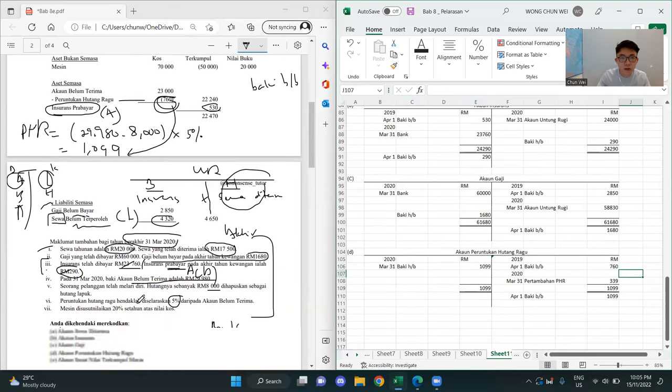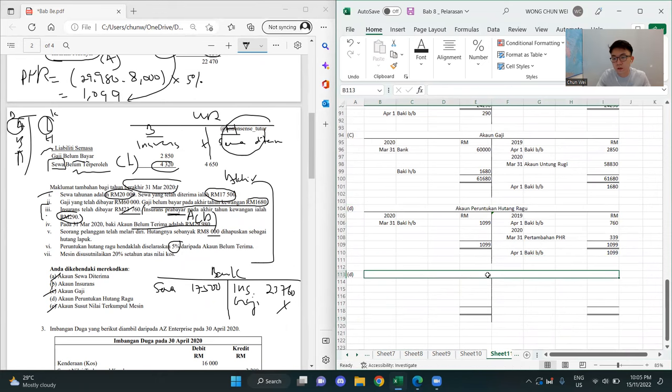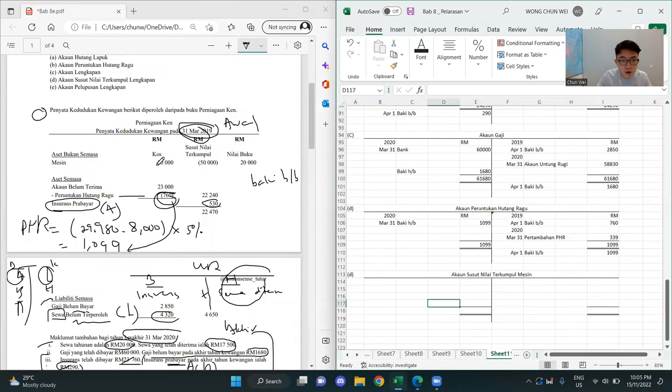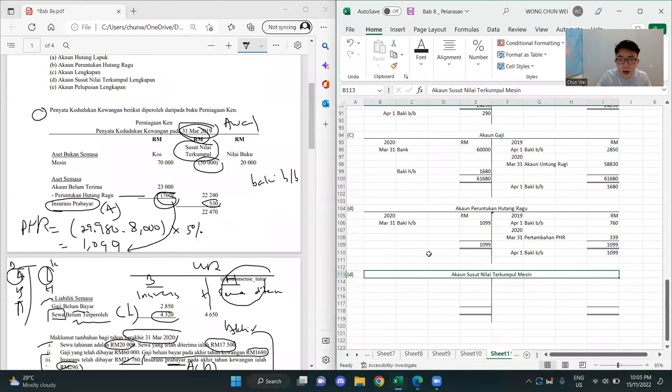Okay, so next, last one. The Susut Nilai Terkumpul machine. So after D, we go into E. Account Susut Nilai Terkumpul machine. So same thing, check for your baki awal. Where do we look for this Susut Nilai Terkumpul machine? This one, 50,000 is from last year. And Susut Nilai Terkumpul is like your PHR, they are contra, so they are always on the credit side. So here 2019, Ringgit Malaysia. April 1, Baki BB, Baki Awal. So 50,000. Now then you look at your maklumat tambahan.